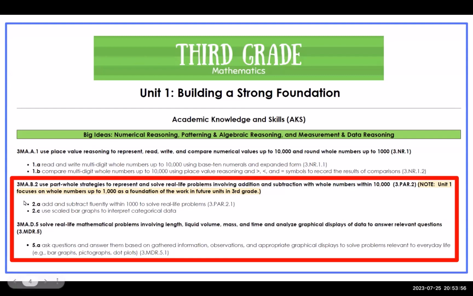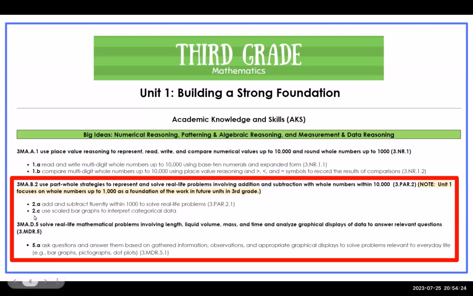IOA 2A involves students solving problems to add and subtract using part-whole thinking. They will continue working with all problem types, which include start unknown, change unknown, and result unknown. Students will continue to use a variety of strategies focusing on place value. This is another IOA that will be revisited in later units.